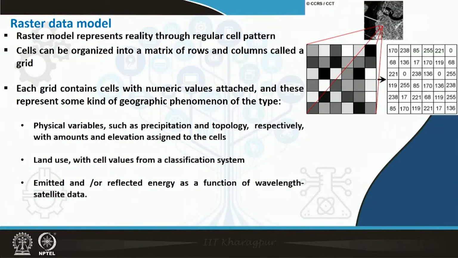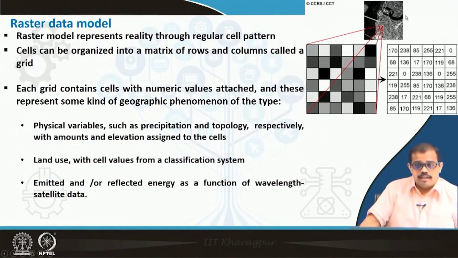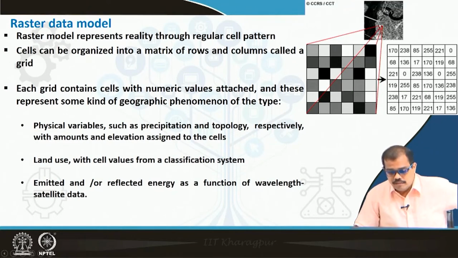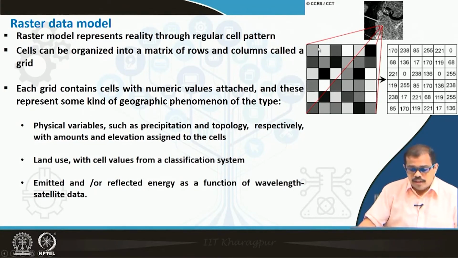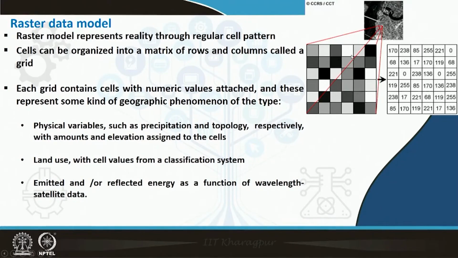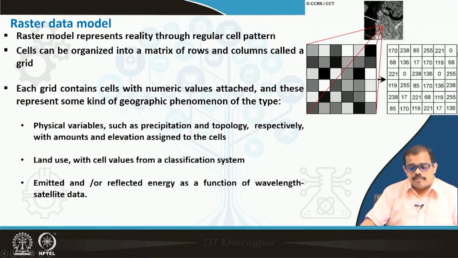Now, when we are looking at the raster data model, the raster model represents reality through a regular cell pattern. When I say regular cell pattern, on your right hand side, if you see, this is satellite data of a particular region. If you zoom into this region and maximize, you see it is a collection of nothing but cells. These are called pixels. It is a bounded box which has certain gray value shades. When I look at the black to white shades that are there, each of these shades is representing certain values.